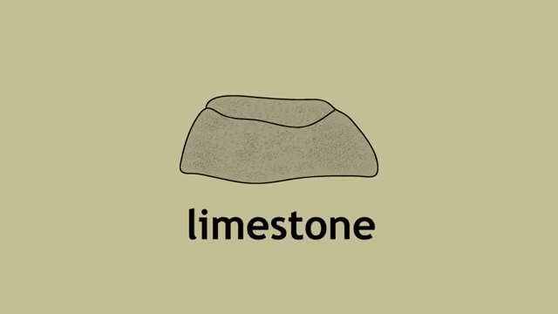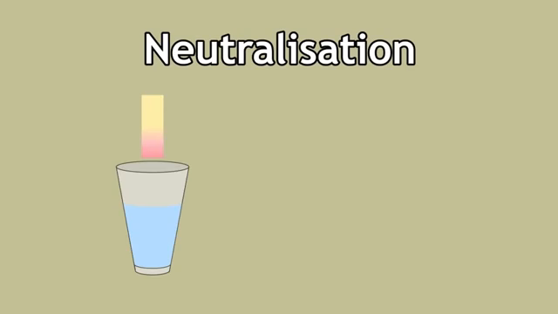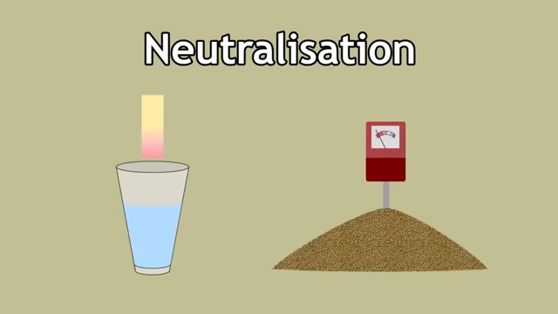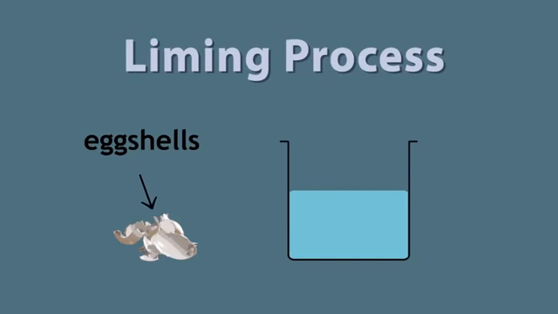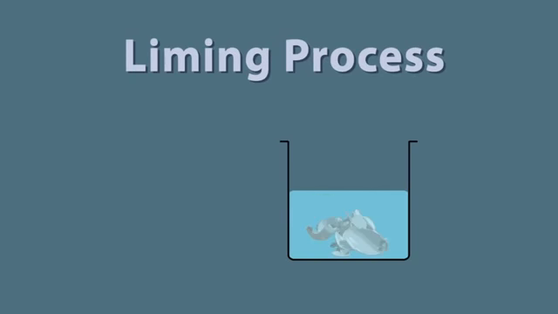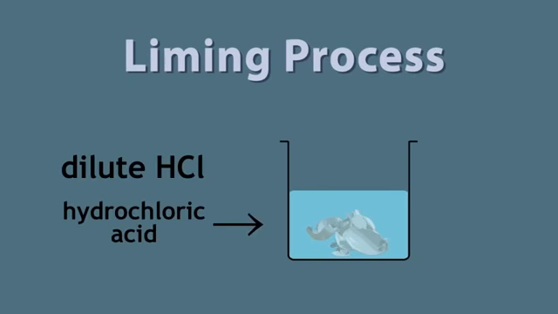Limestone can also be used to neutralize acidic waters in soil. This process is known as liming. We can mimic this liming process by placing some eggshells into a very dilute solution of hydrochloric acid. You can observe that the eggshells will dissolve in acid and a gas is produced.